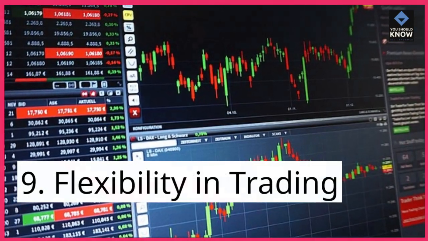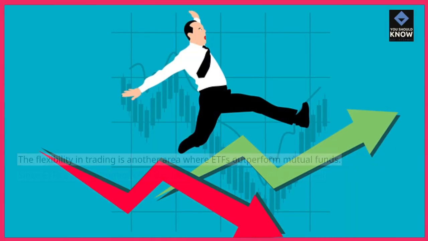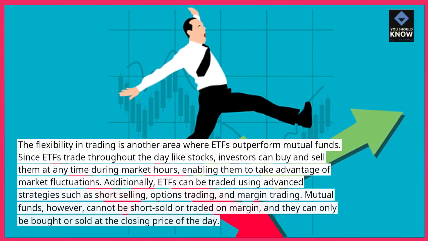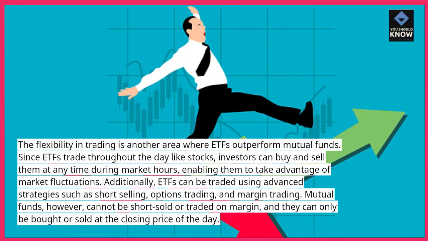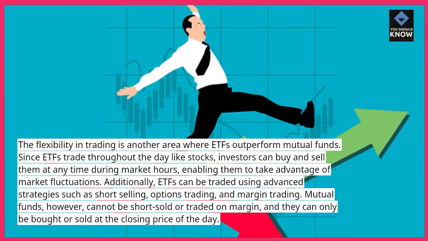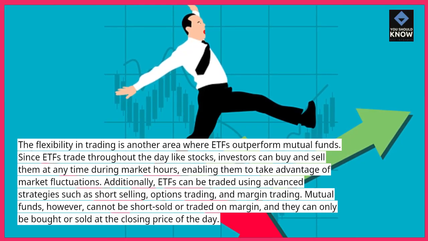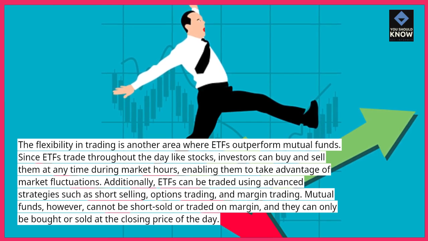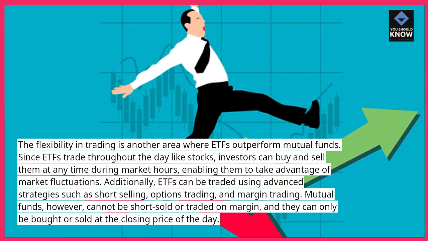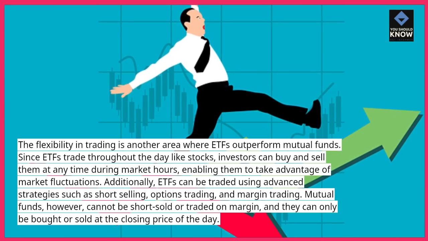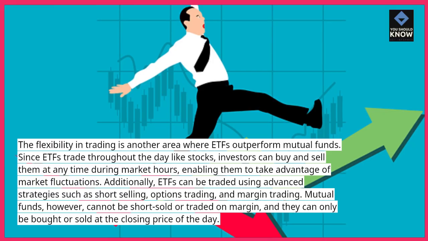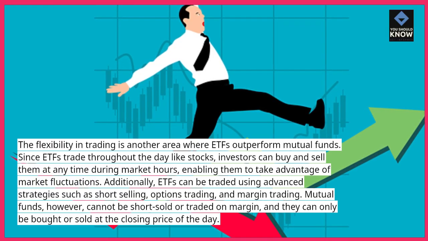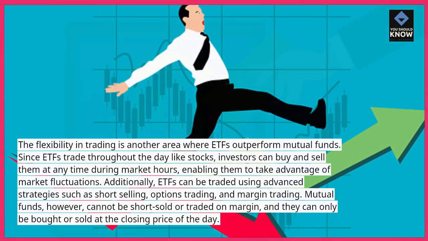9. Flexibility in trading. The flexibility in trading is another area where ETFs outperform mutual funds. Since ETFs trade throughout the day like stocks, investors can buy and sell them at any time during market hours, enabling them to take advantage of market fluctuations. Additionally, ETFs can be traded using advanced strategies such as short selling, options trading, and margin trading. Mutual funds, however, cannot be short sold or traded on margin, and they can only be bought or sold at the closing price of the day.